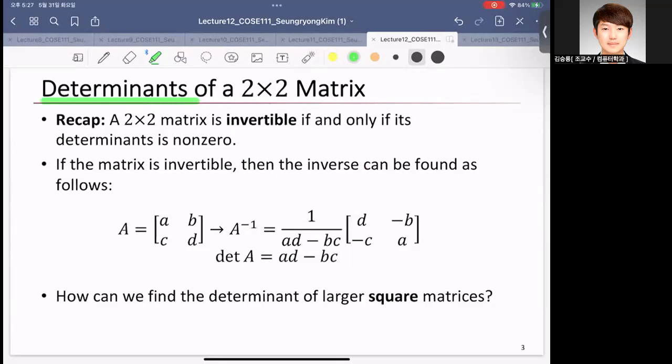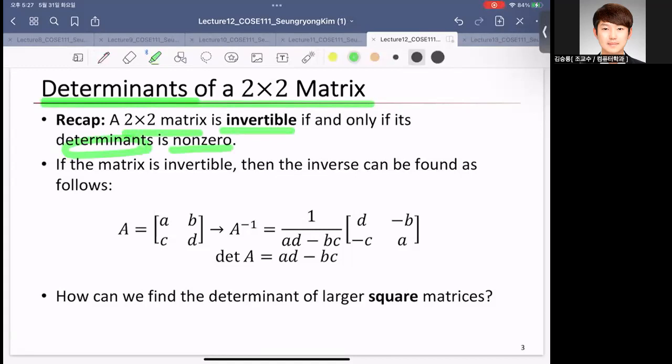Right. So first of all, in previous lectures, we already talked about determinant. In previous lectures, we talked about determinant of the 2x2 matrix. What was the determinant? This determinant concept was related to the invertible matrix. We discussed that a 2x2 matrix is invertible if and only if determinant is non-zero.